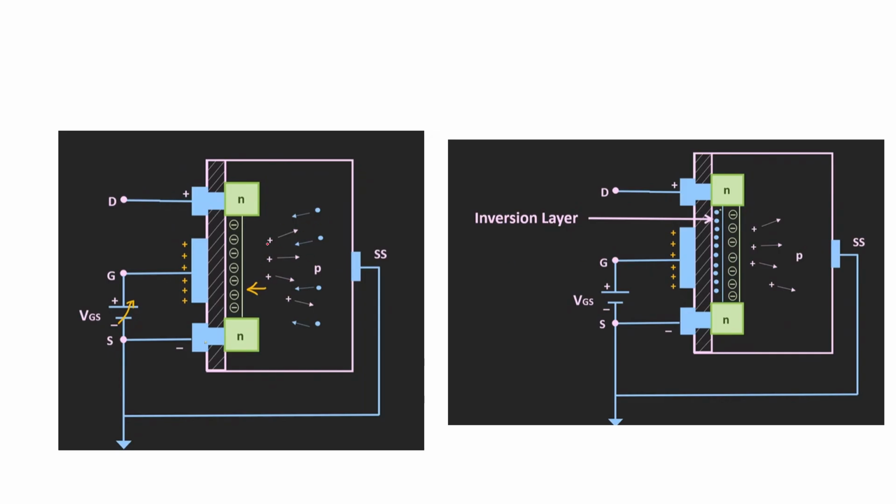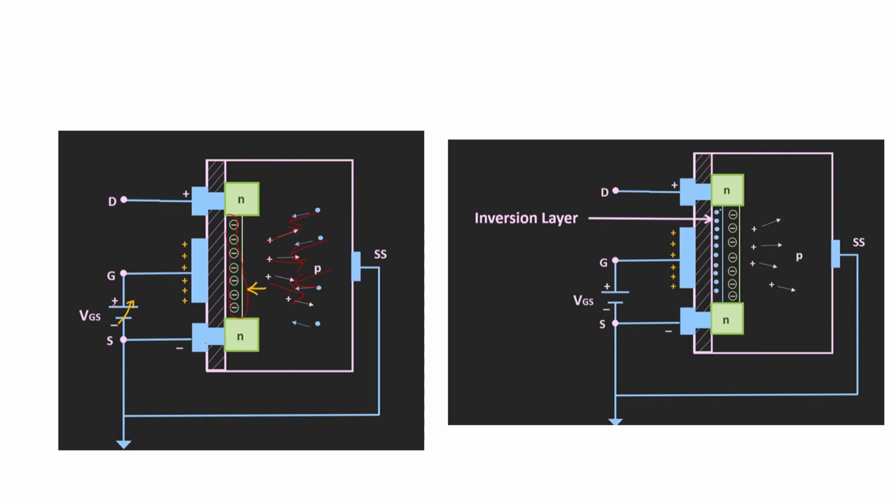So if you see here, the holes will be repelled, but the minority charge carriers will be attracted, and they come near the gate, but because there is SiO2, an insulation, they cannot reach it. The electrons, the minority charge carriers, form a channel here. The minority charge carriers will be settled here. So I hope you understand.